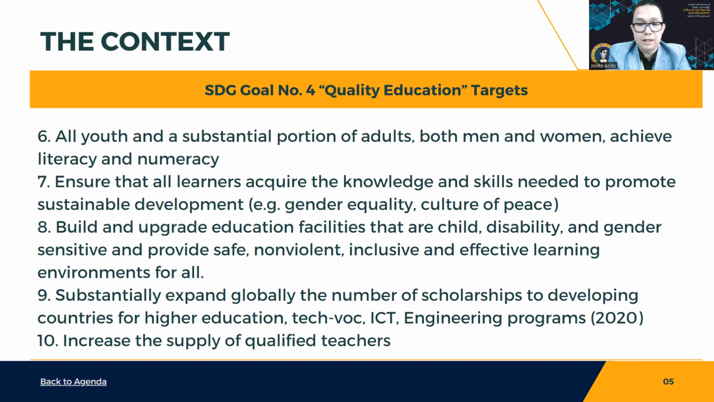Build and upgrade educational facilities that are child, disability, and gender sensitive to provide safe, nonviolent, inclusive, and effective learning environments for all, and substantially expand globally the number of scholarships to developing countries for higher education, tech voc, ICT, engineering programs in 2020, and increase the supply of qualified teachers. So these are the targets, and these are the prevailing themes or topics under this sustainable development goal.